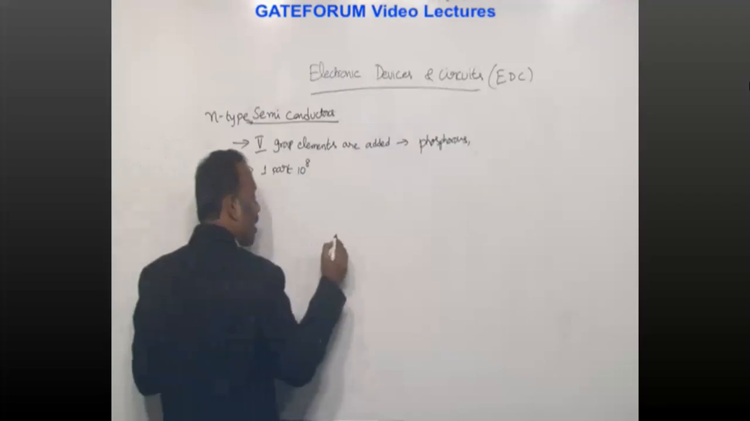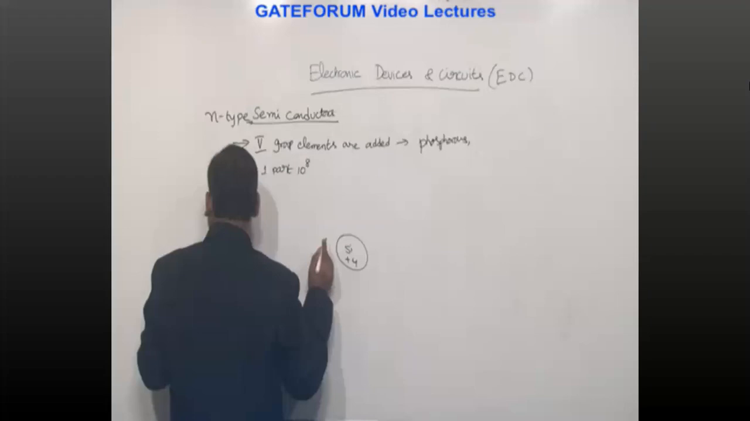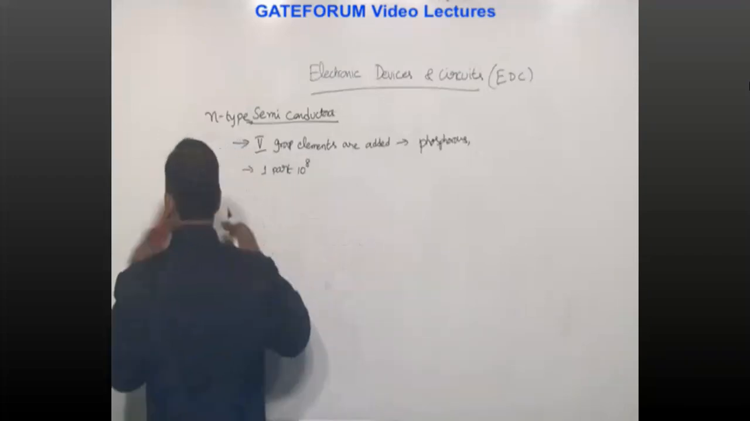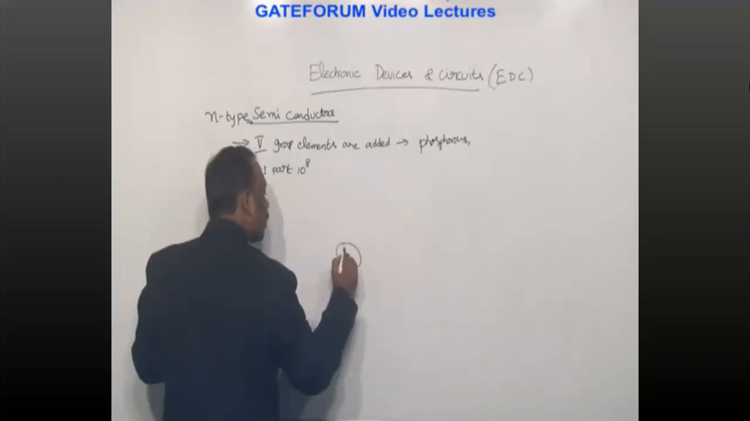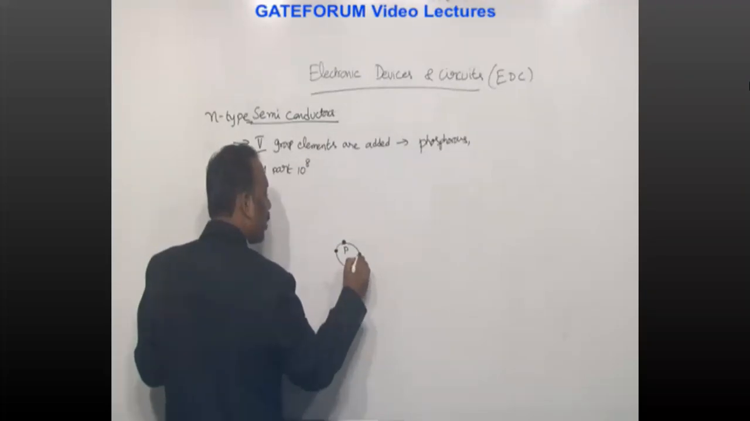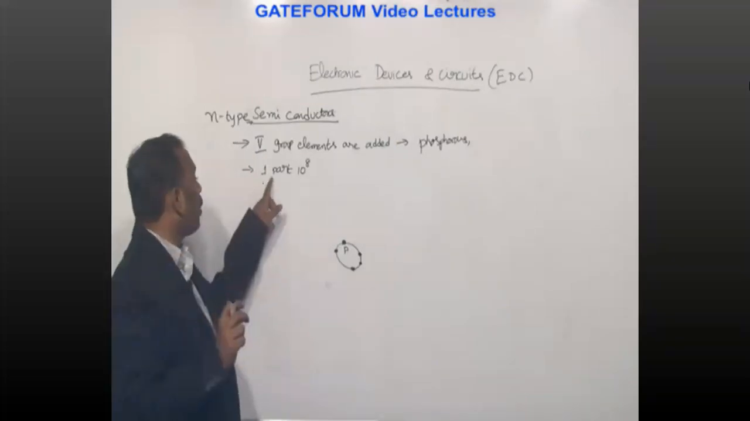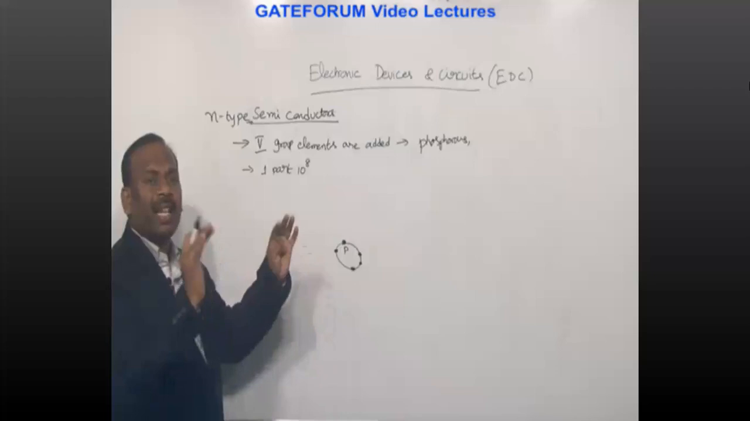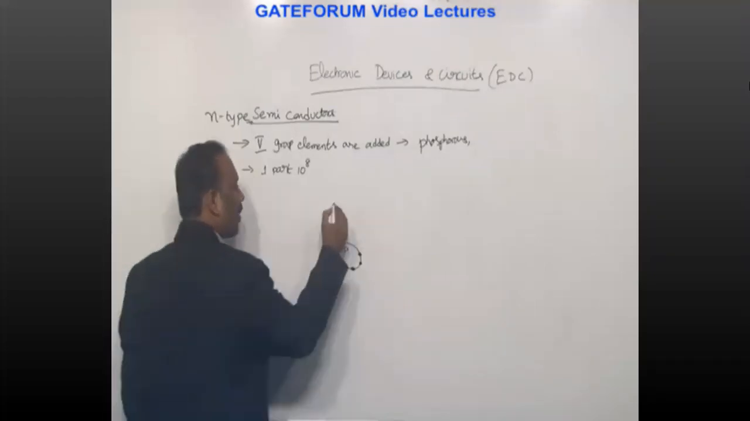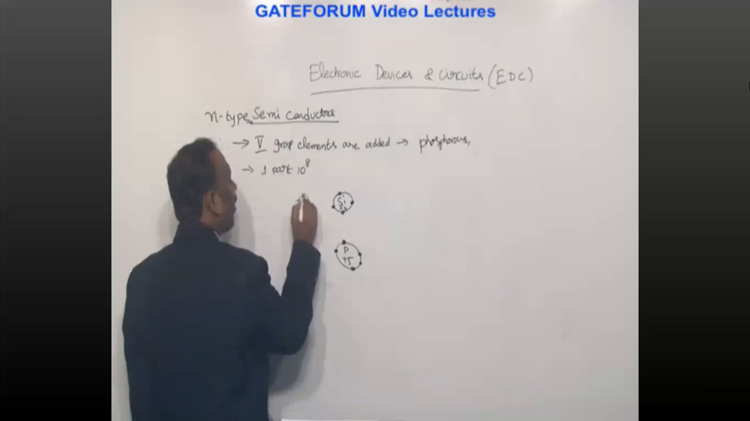Now coming to the crystal structure. Take this as silicon, indicated as plus 4. Phosphorus has 5 valence electrons, indicated as plus 5. There are fewer phosphorus atoms and more silicon atoms. So taking a three-dimensional structure, one phosphorus atom is at a point, and the surrounding atoms are silicon atoms. Here plus 5, here plus 4, similarly here plus 4.